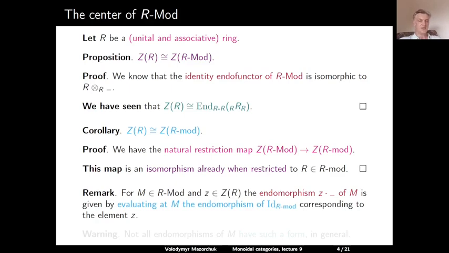Remark: given an R module M and a central element z in R, the endomorphism of M, given by the action of the central element z, can be alternatively described as the evaluation at M of the endomorphism of the identity endofunctor of R-mod, which corresponds to this central element z. Please note that not all endomorphisms of M have such a form, that is, that they are given by the action of the central element in general.